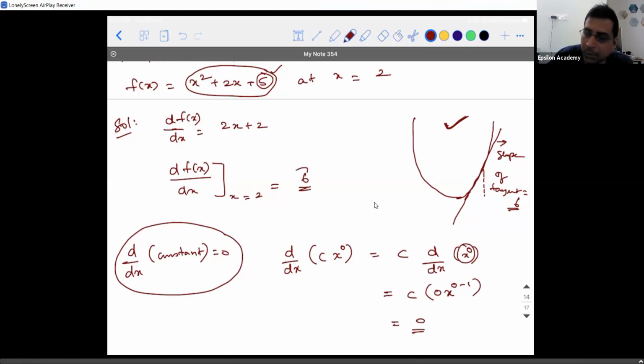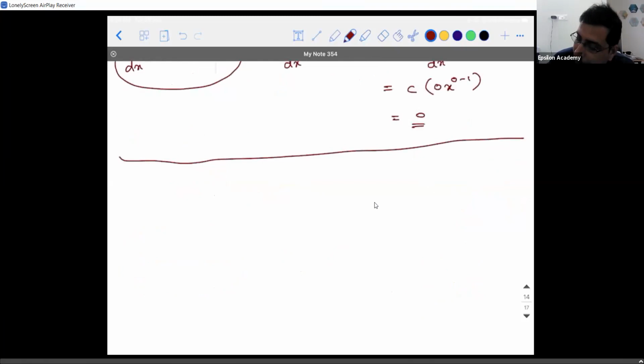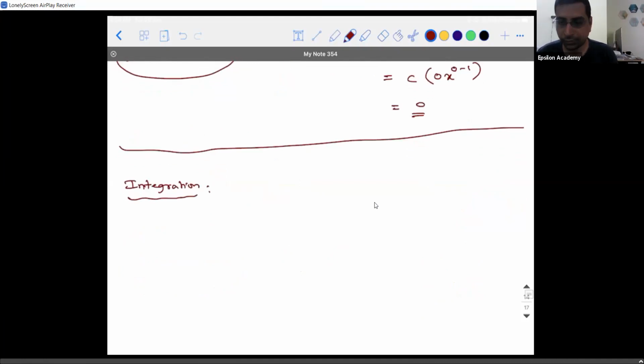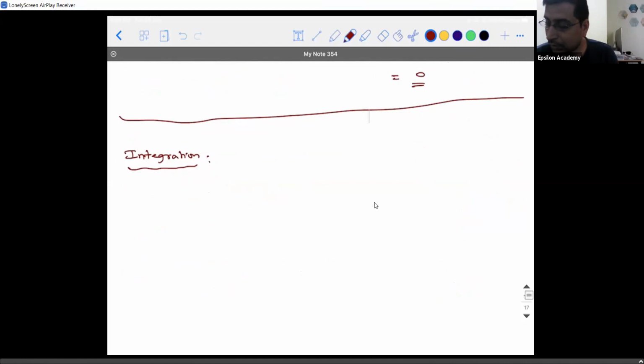So the next topic that I'm supposed to discuss is integration. Okay. So this is also a tool. Basically, integration is another operation for summation that you have already learned.